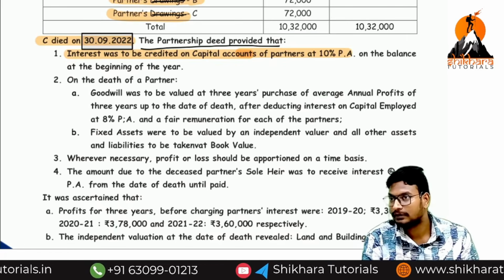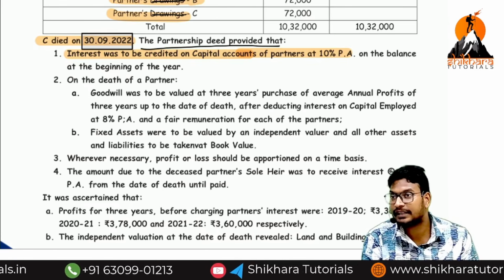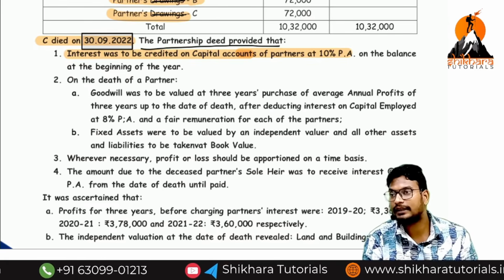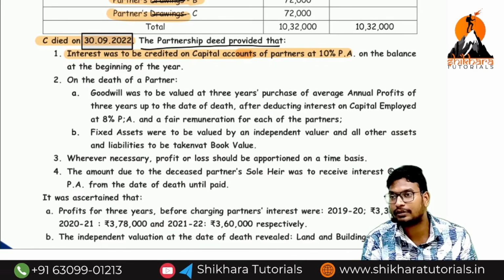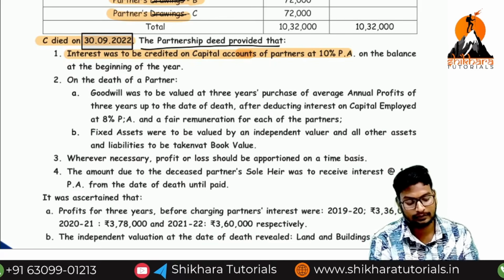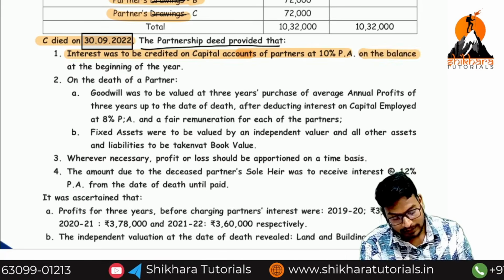6%. How much, amma? Up to 6% we can give. But we have given a point in the partnership deed. That means we can give more or we cannot give. We can give the 10% on the balances at the beginning of the year.